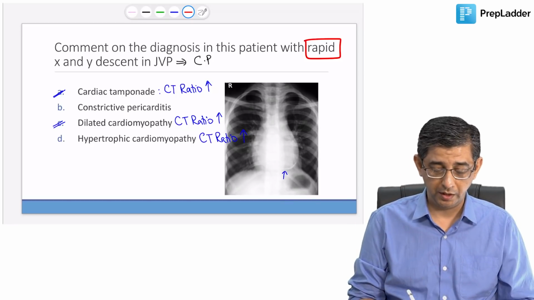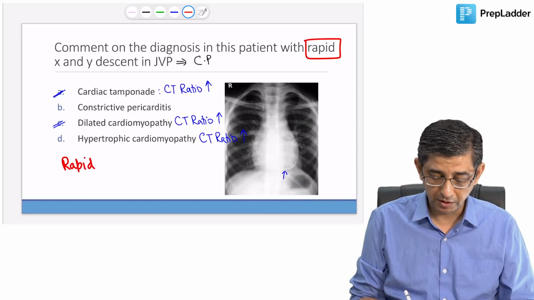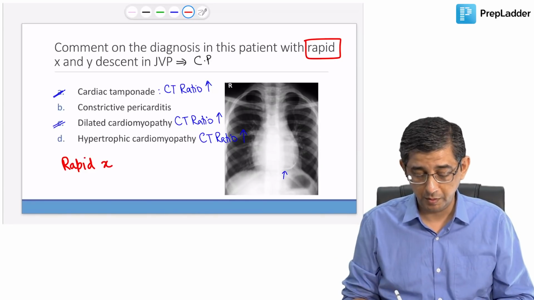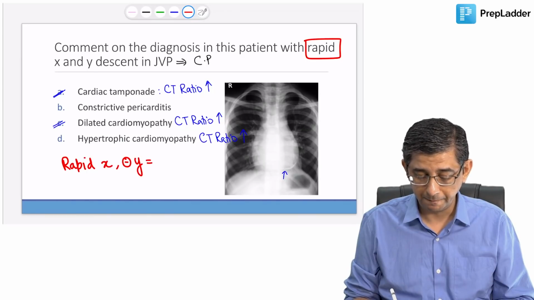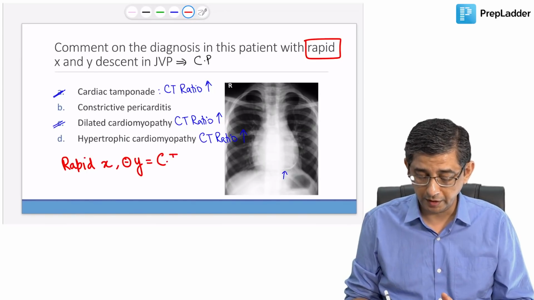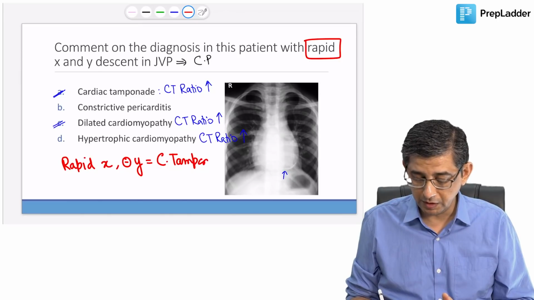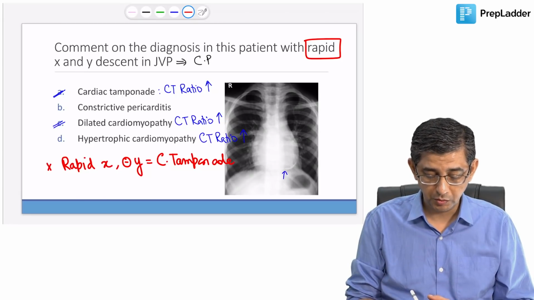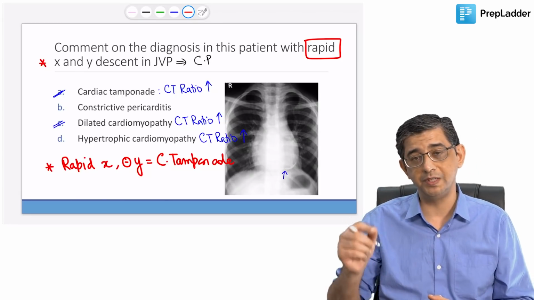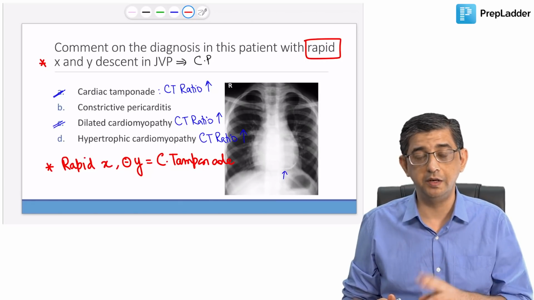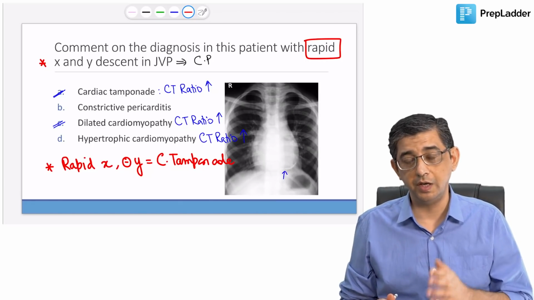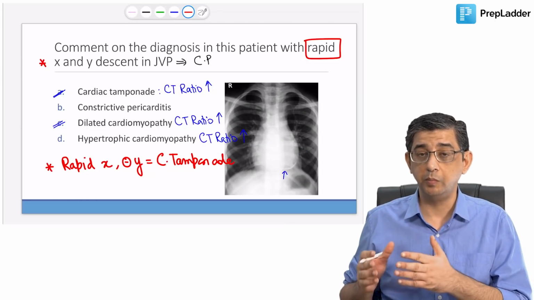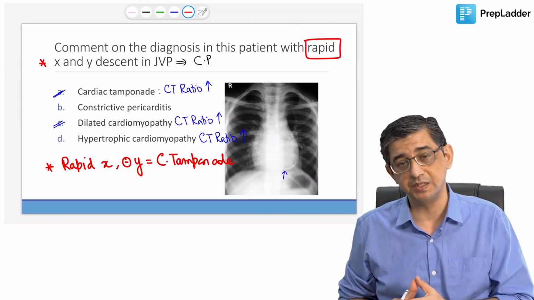A related MCQ that I can just squeeze in before we go to the next one is that next time he gives you an X-ray and you're not making any sense of it, but if he says rapid X with absent Y descent, then the answer will change to cardiac tamponade. The technical details of these I have explained in the main JVP lecture, but I would suggest you just focus on these core issues. The take-home messages from this particular MCQ are the two that I've highlighted: rapid X, rapid Y, and rapid X with absent Y. You can be very comfortable with these two statements without the botheration of looking for the findings in the chest X-ray.